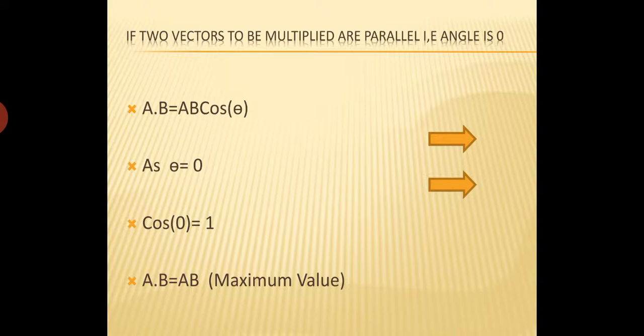Now if the two vectors to be multiplied are parallel, that is the angle is 0, then putting theta is equal to 0 in cos theta, that is cos 0 will give you the value 1. And if we put the angle 0, the answer will be a dot b is equal to ab, because if we put the value of cos 0 is equal to 1 in above equation, the answer will be ab, and this will be the maximum value.